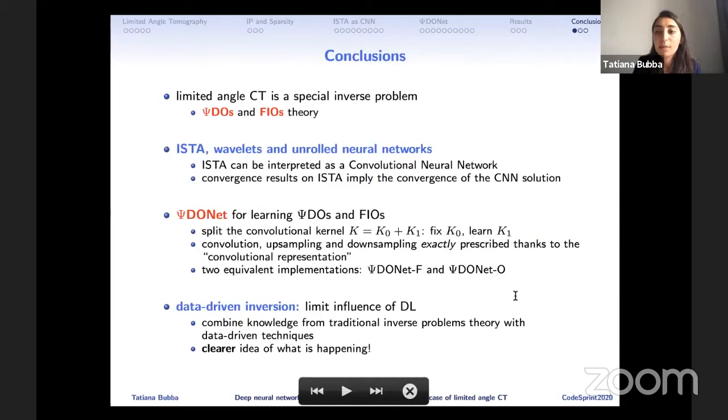And the idea behind this theory we managed to develop is that it combines part of deep learning with the knowledge that we have from traditional inverse problems. So this comes entirely from sparse regularization theory. So we have, to some extent, a clear idea of what is happening.